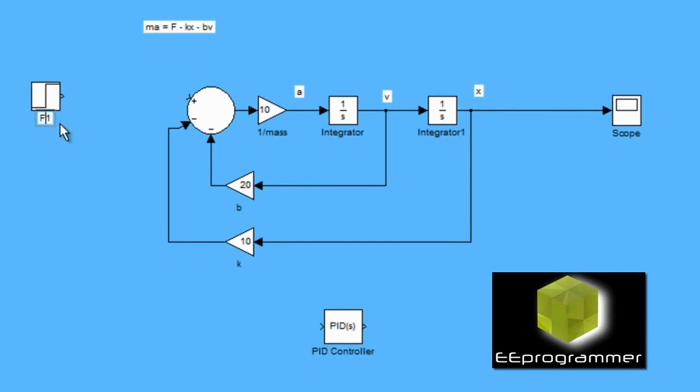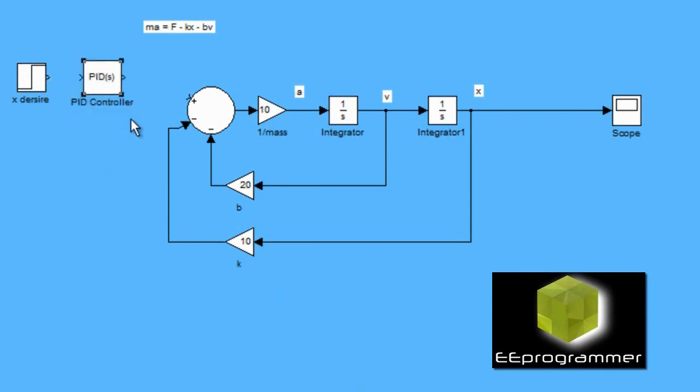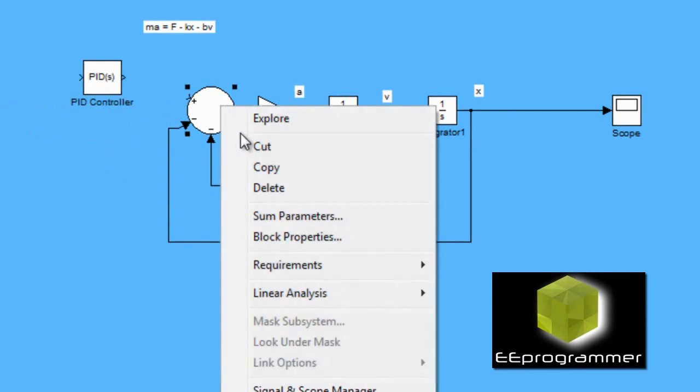This time, we're going to change that. The input is not force. We want to change the input to be X. We want the desired X input to give a certain amount of force into the system and then drive the system.